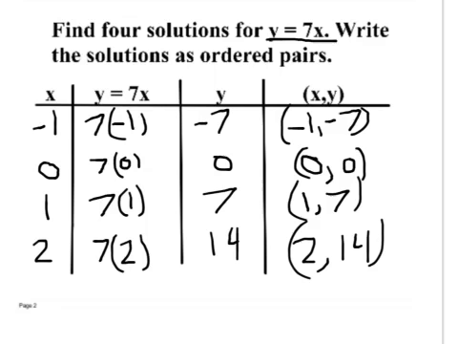So sometimes they'll give you a table like this. They'll say solve for it, or copy and complete the table, and then find 4 solutions, write them as ordered pairs, exactly like what we did. All right. It also might give you a graph and wants you to put these on a graph. Okay, so plot each point. All right, and then connect the dots.